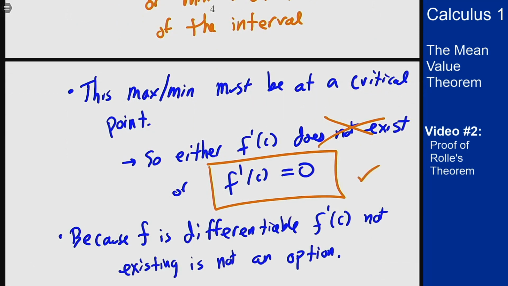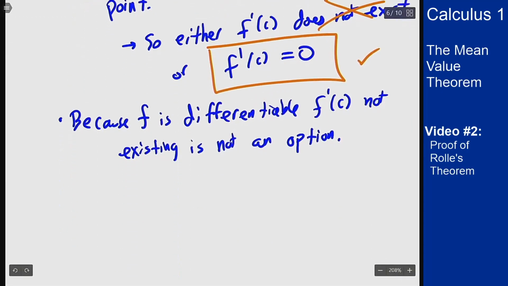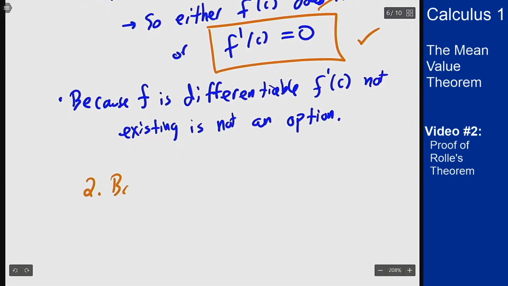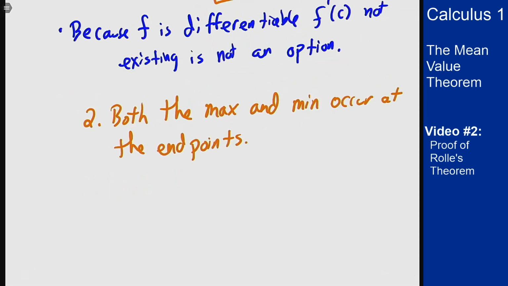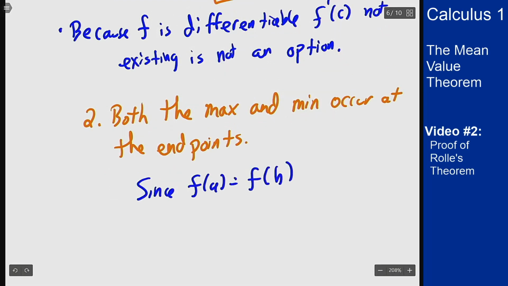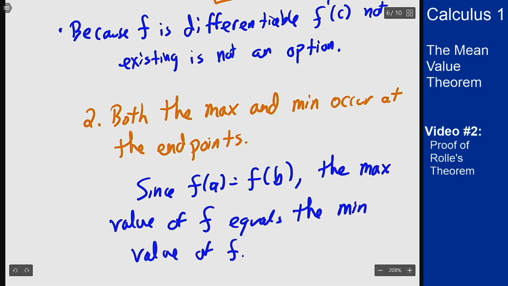Now, there's one thing that we haven't dealt with yet, and that's option 2, where both the max and min occur at the endpoints. This works out fairly nicely. Since f(a) equals f(b), that is, the values at the endpoints are the same, the fact that the max and min are both at these endpoints means the maximum value of f equals the minimum value of f. What does that get us?